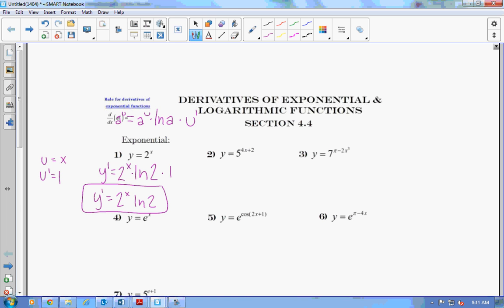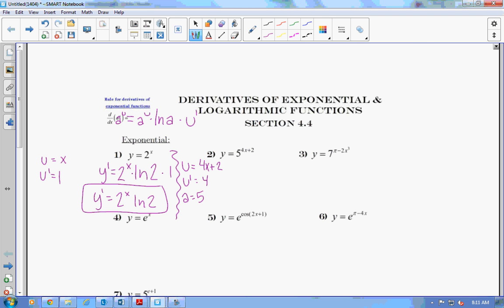Okay, number 2. What is u? Meaning, what's the exponent? What's in the exponent position? 4x plus 2. U prime. Just 4. And while we're at it, let's figure out what a is.